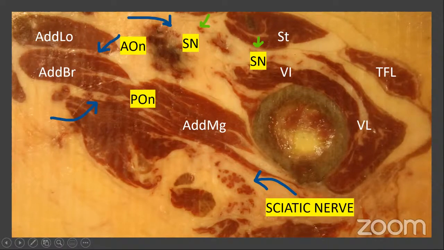So this is a supine cadaver. If we make this prone, this becomes the roof, and this becomes the floor. So that's how it changes. So this is not exactly at the proximal, it's more distal, below the level of the lesser trochanter, or maybe very close to the gluteal crease.